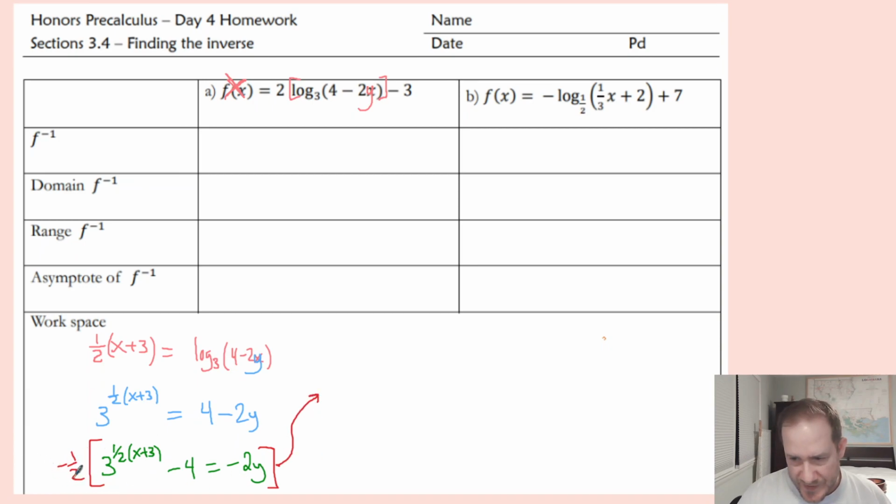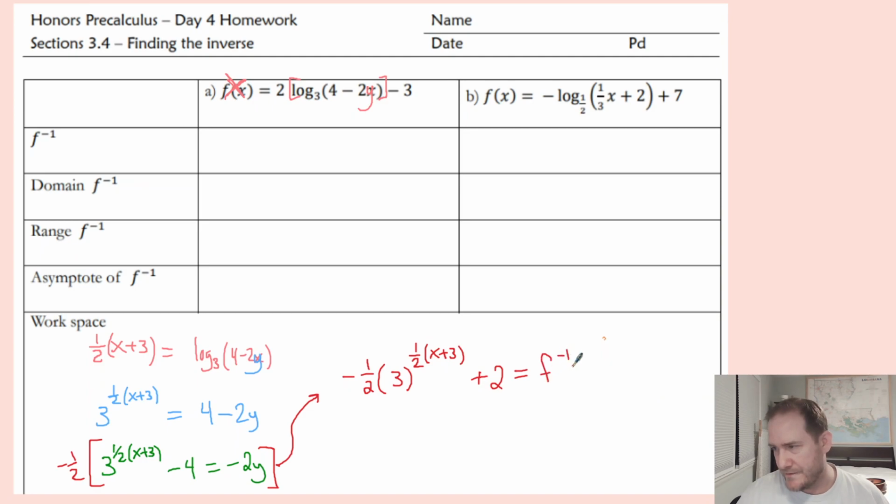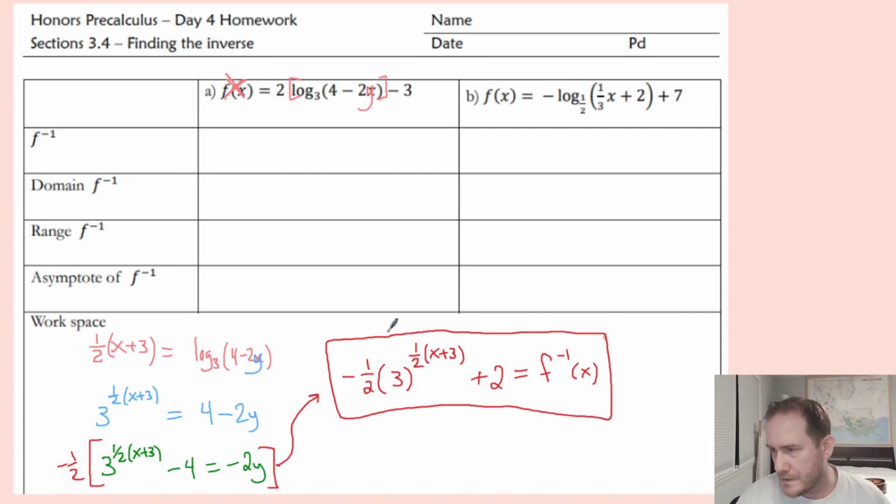So when you multiply by -1/2, it doesn't touch the base, it doesn't touch the exponent, it doesn't change anything. It just becomes a coefficient on an exponential whose base is 3, whose power is 1/2, x plus 3. So nothing about that exponential changes, except it picks up a coefficient of -1/2. Now when it distributes onto the 4, that'll change it into a plus 2. And then we'll be equal to y. Although instead of y, at this point we'll say inverse function. So there's your inverse function.